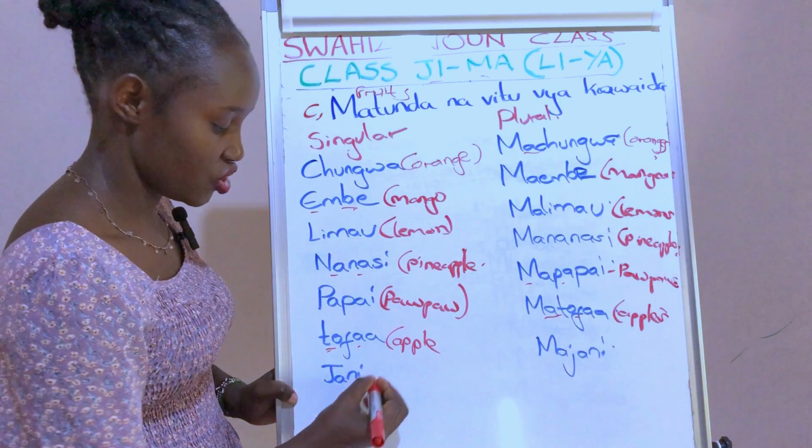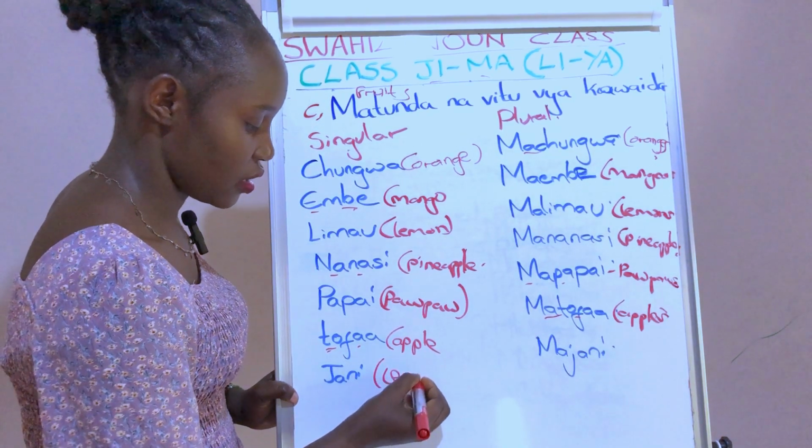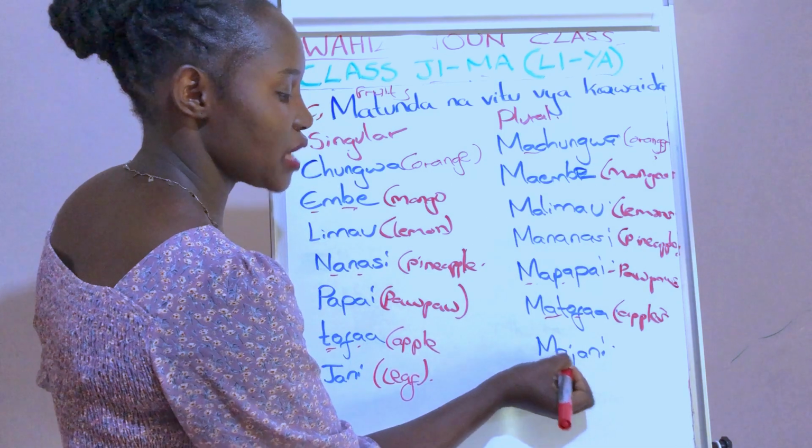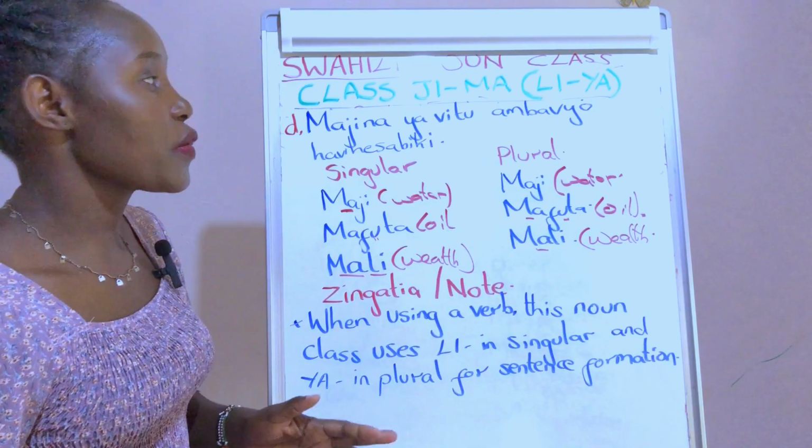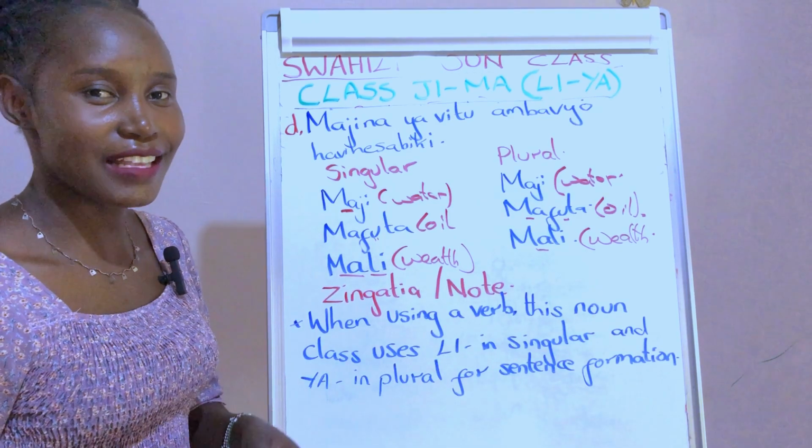Another noun we have here jani. Jani, a leaf. We say jani for a leaf. In plural we say majani. Majani for leaves. And now let us find out how we can put this in our day-to-day sentences.